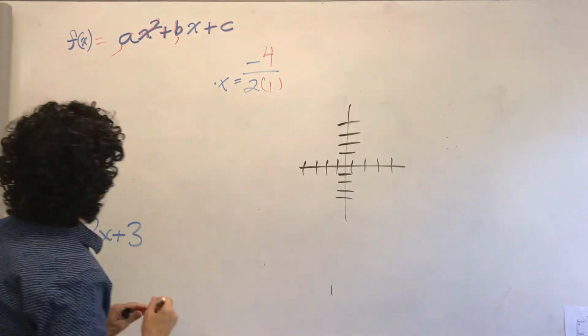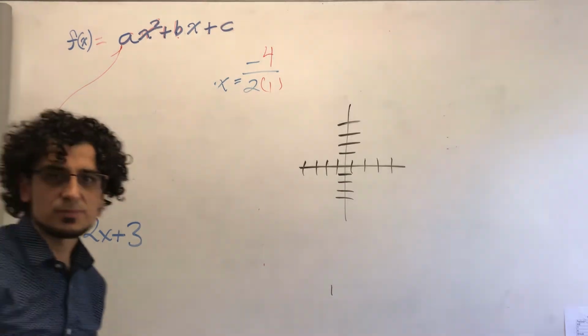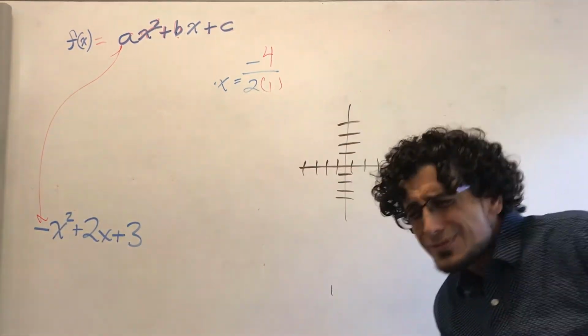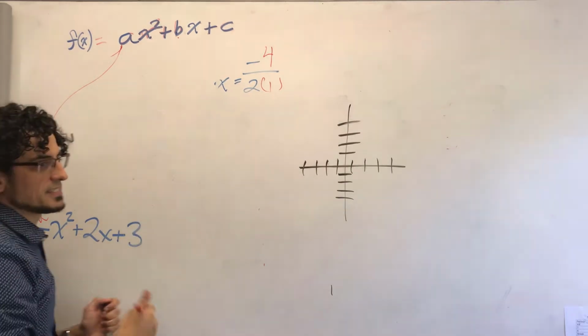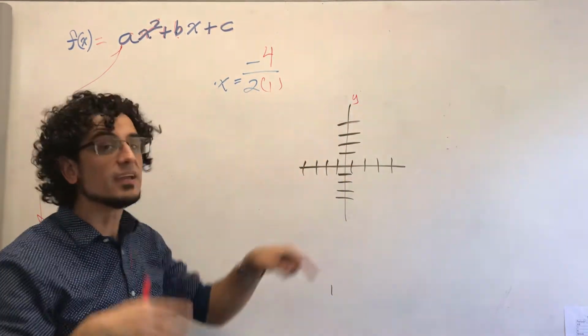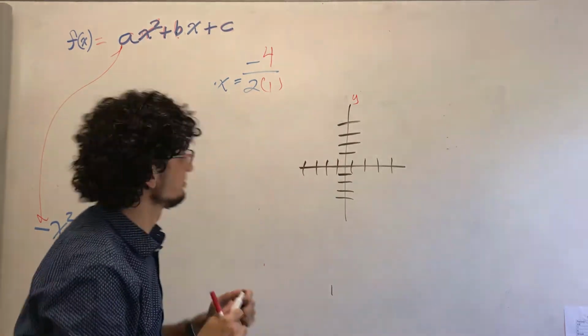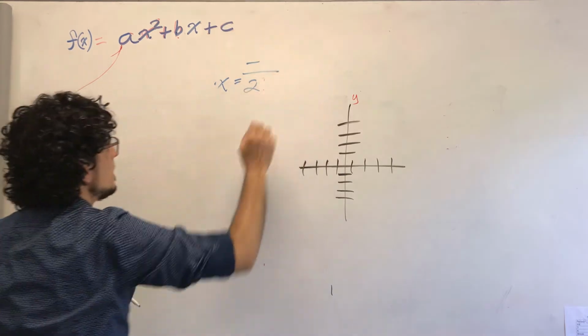All right? Great. So I see that I have an a of -1. So that tells me that I'm going to get a frowny face on this one. I'm sorry. All right? And then I also see that I have a c of 3, which means that on my y-axis, it's going to hit over here sometime at +3.